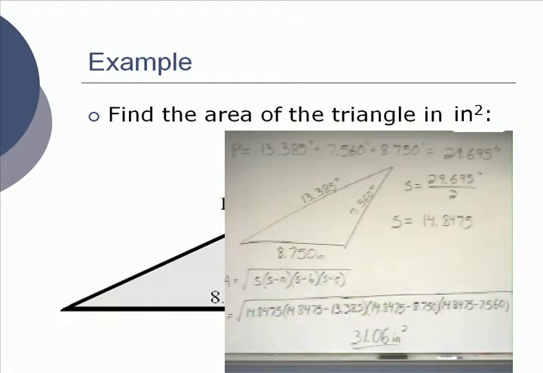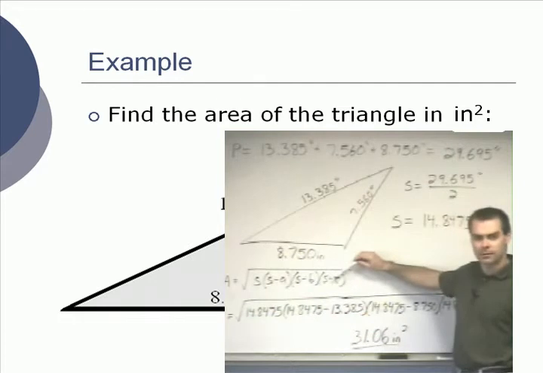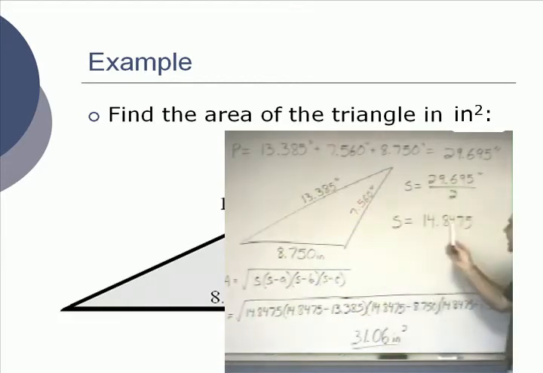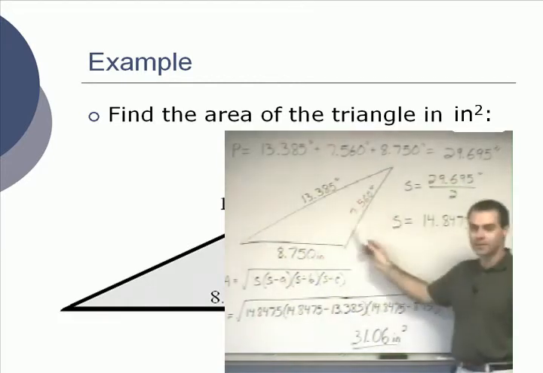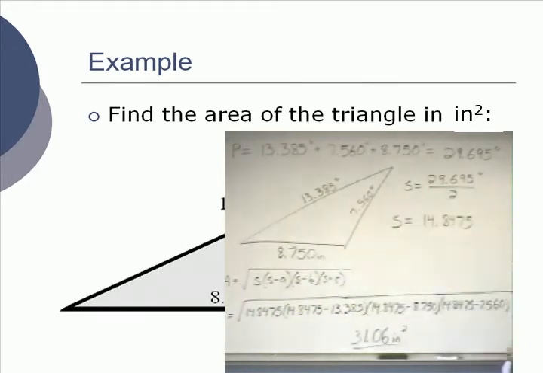Now, think about this. Is there ever any danger that one of these parentheses, one of these subtraction values could turn out to be negative? There's no way. Because S has always got to be bigger than these three sides, right? This is half the perimeter. That has to be bigger than all three sides. So these will always be positive. It's no danger.